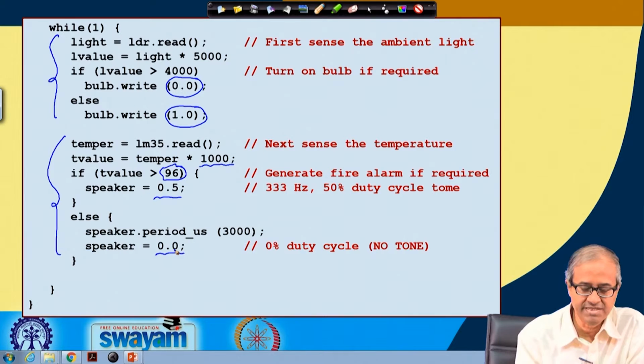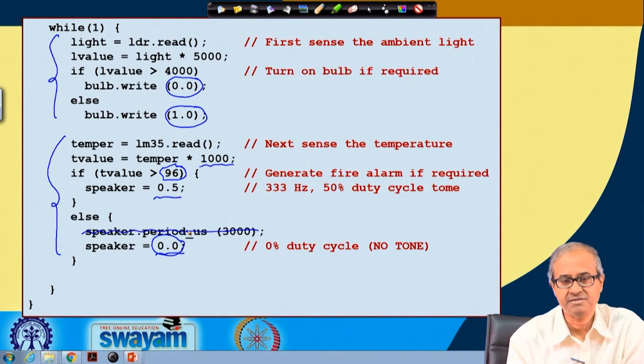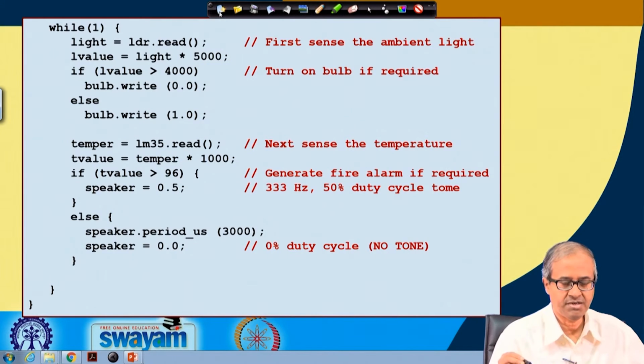Now, this line is actually not needed, this line you can also omit, this is not required, because once you set the duty cycle to 0, the period does not matter. Okay. So, this line also you can omit. This is how the program works. Let us look at the demonstration now.